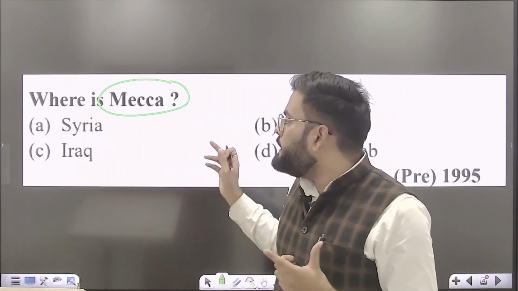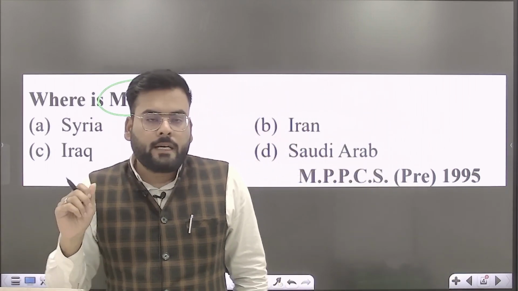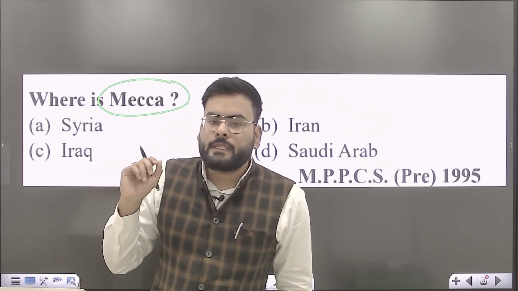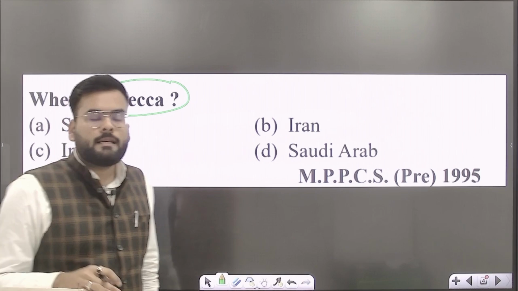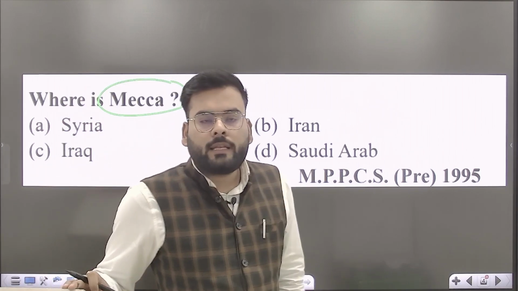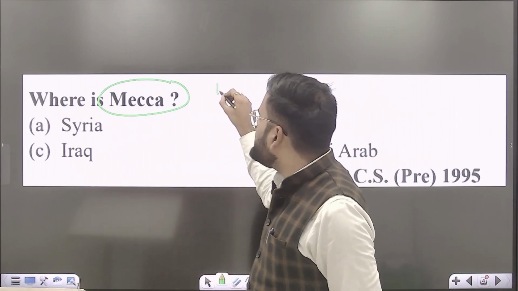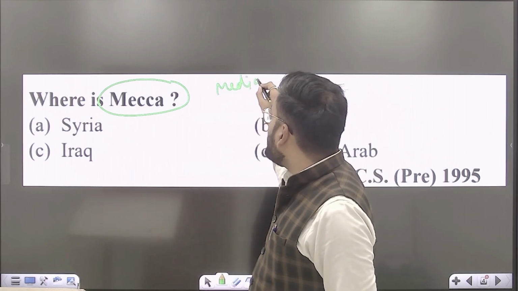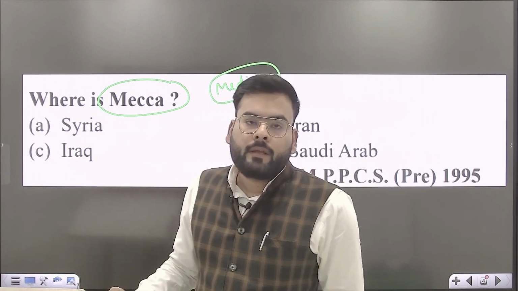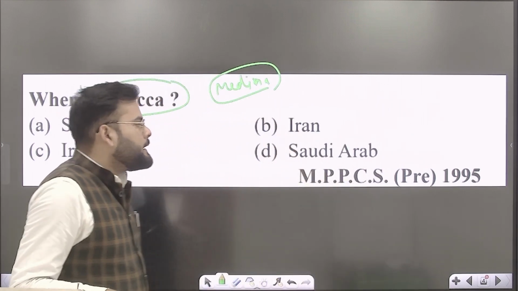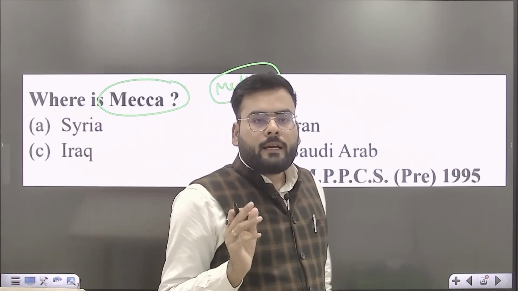And similarly, in the same country, there's another place called Medina. These two are the most visited pilgrimage sites of Islam, and that pilgrimage is also known as Hajj. These two belong to the life of Paigambar Hazrat Muhammad. Makkah was the birthplace, and Medina was the place where Hazrat Muhammad died.